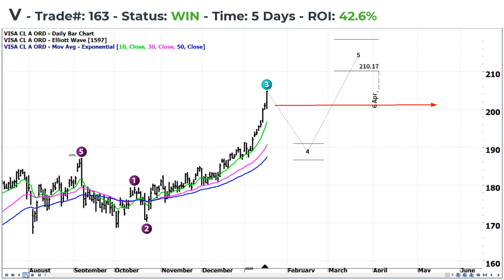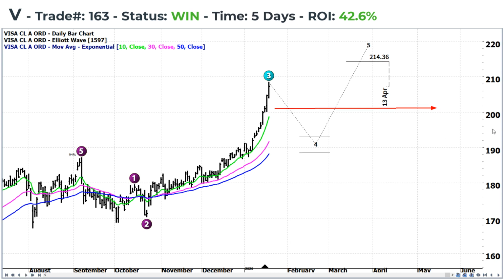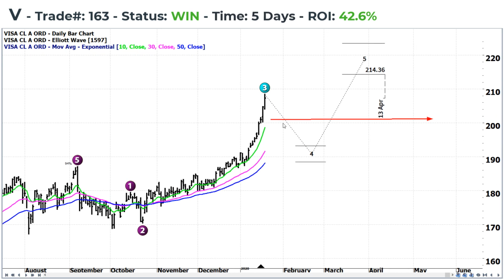In this case, however, we did continue to move a little bit higher. And you can say, gee, you should have stayed a couple more days. Well, you can money quarterback all you want, but in the end, 43% in 5 days is a very nice return. That's what I wanted to share with you.